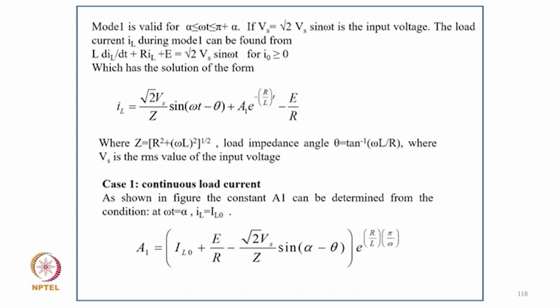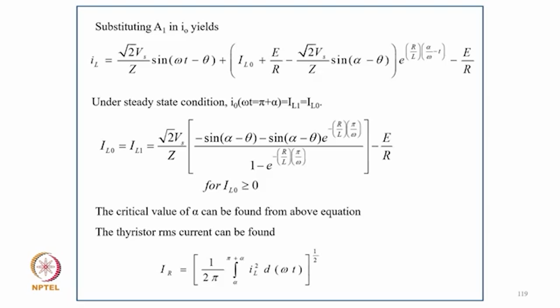So A1 equal to (IL0 + E/R − √2 Vs/Z sin(α − θ)) e^(R/L · π/ω), and substituting A1 in the expression for I0 results in IL equal to √2 Vs/Z sin(ωt − θ) + (IL0 + E/R − √2 Vs/Z sin(α − θ)) e^(R/L · (α/ω − t)) − E/R.